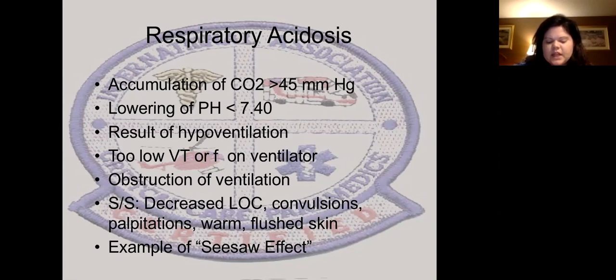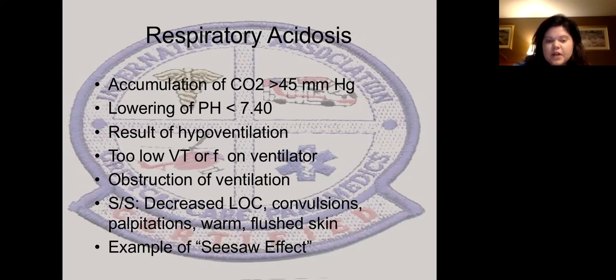So for every 10 millimeters in the CO2, there will be an inverse change in your pH by 0.08. The results of failure to remove CO2, so a fast cause, failure to get CO2 to the lungs or out of the lungs. Anything that's slow could be things like bronchospasms, VQ mismatch, or pulmonary edema.